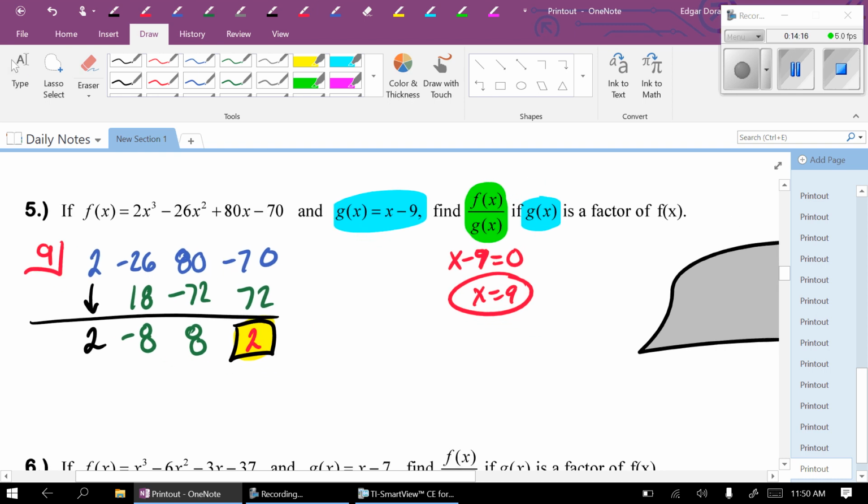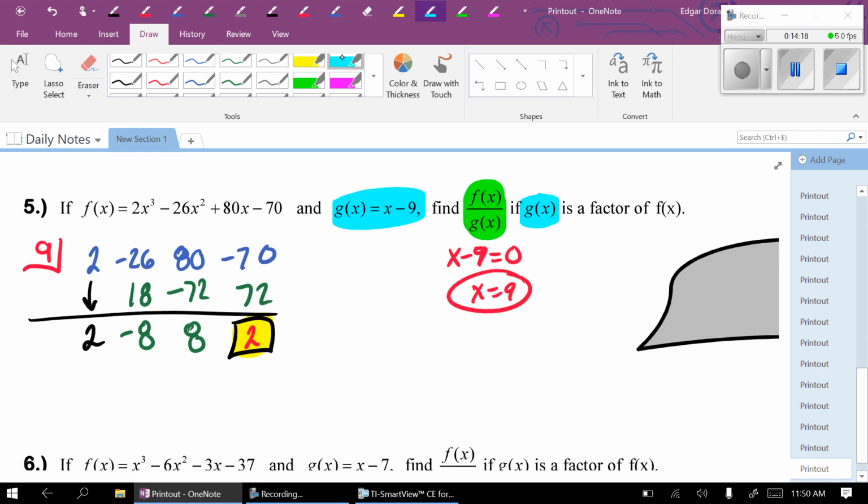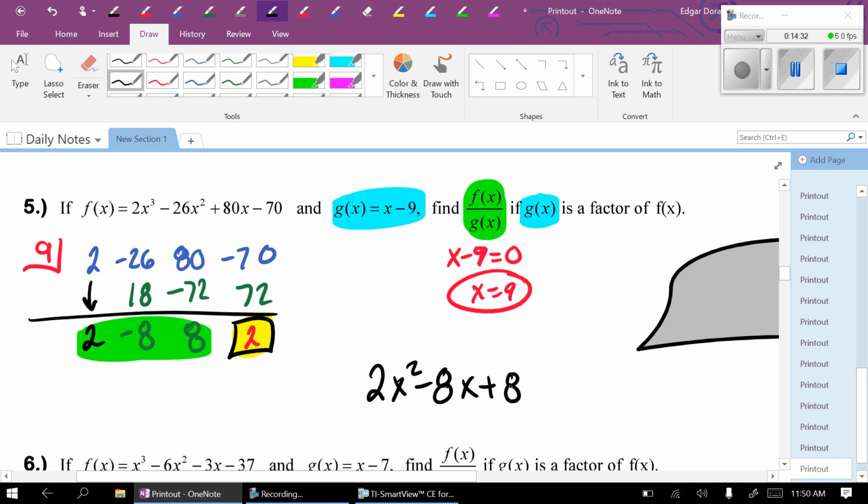So here's what I do know, though. I know how to handle this. I know that I have to write 2x squared minus 8x plus 9. Oh, sorry, plus 8. Okay, that's from this. Now, what the heck do I do with that remainder of 2, guys?